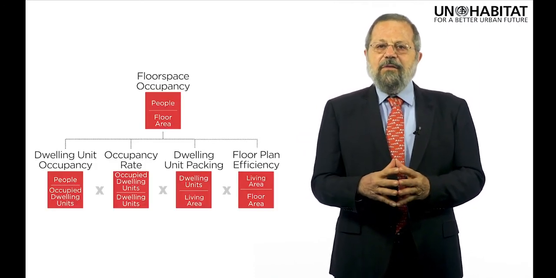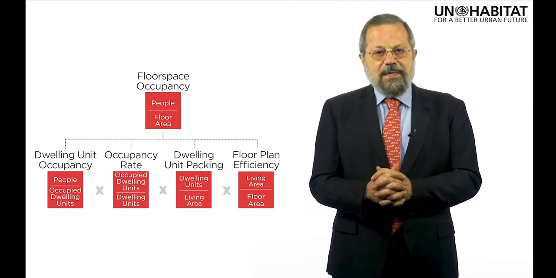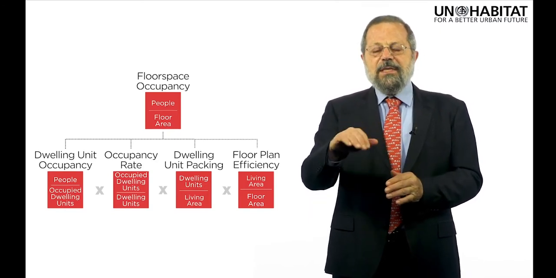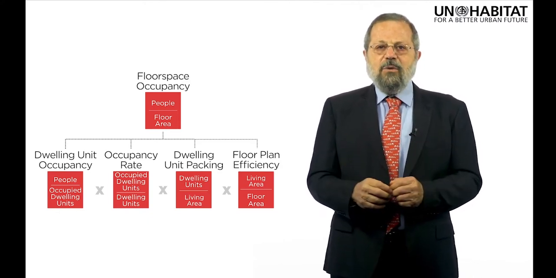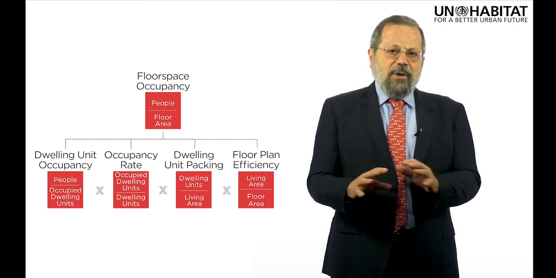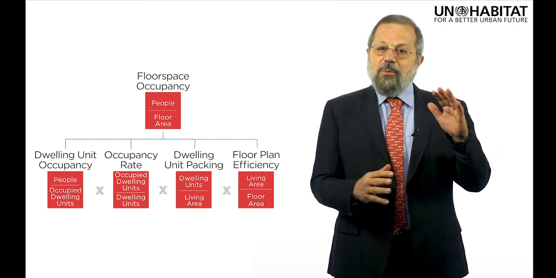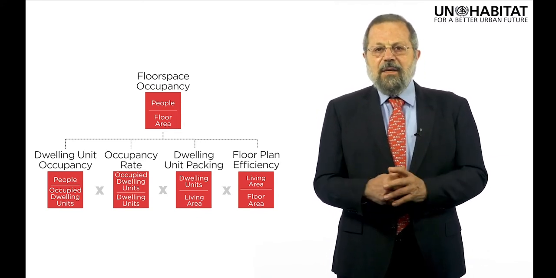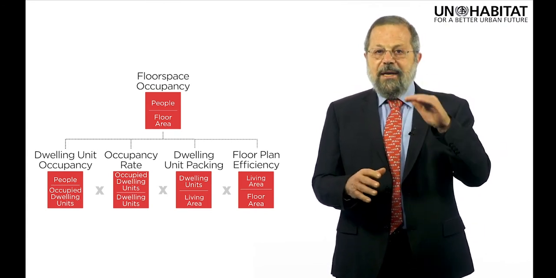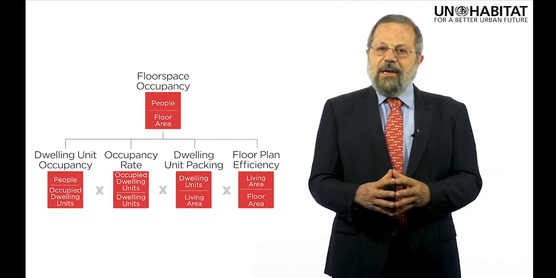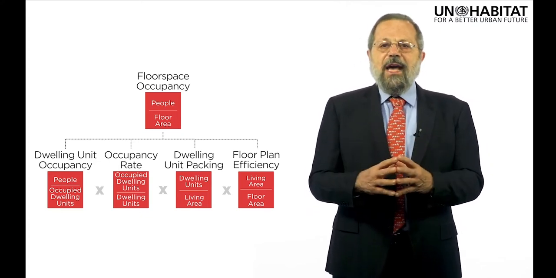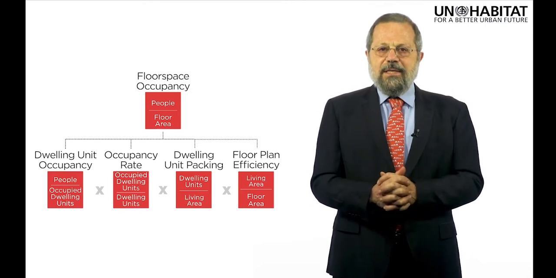We can also decompose floor space occupancy into 4 factors as well. The first is dwelling unit occupancy, which measures the number of persons in an occupied dwelling unit. The second is the occupancy rate, which measures the share of the total number of dwelling units in the city that are occupied, i.e. not vacant. The third is dwelling unit packing, which measures the number of dwelling units in a hectare of residential living area. It is the reciprocal of the average size of a dwelling unit in the city.